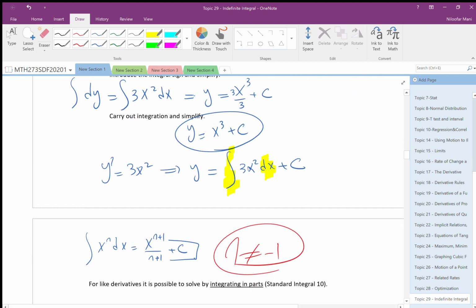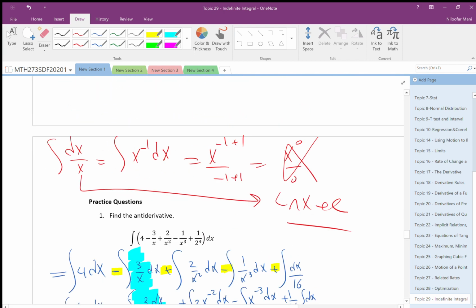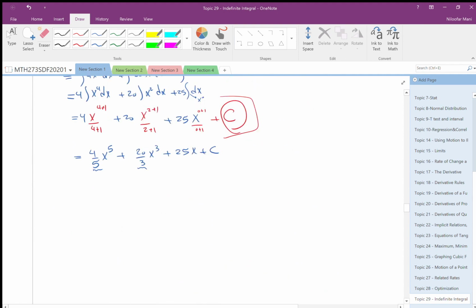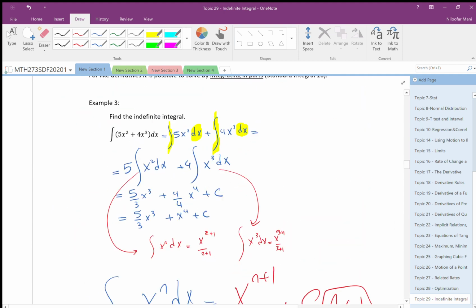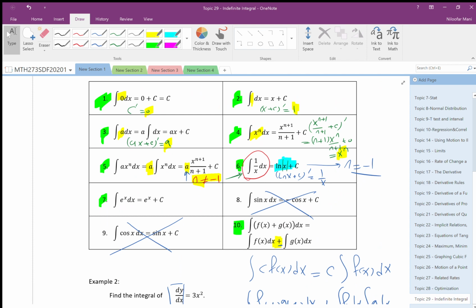Now I go to those examples that I added. Before I do those examples, I would like to repeat these. If I have the integral, this is the most important one, number 4, integral of x power n, it's x power n plus 1 divided by n plus 1 plus c. Don't forget c, otherwise I have to reduce mark.